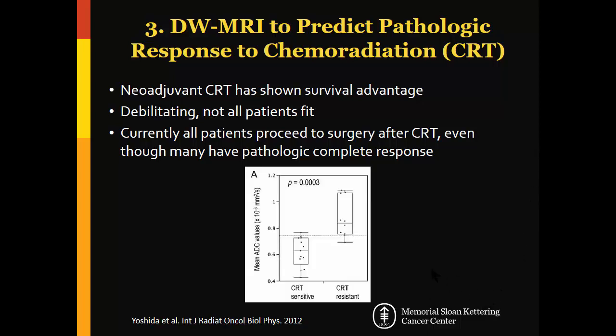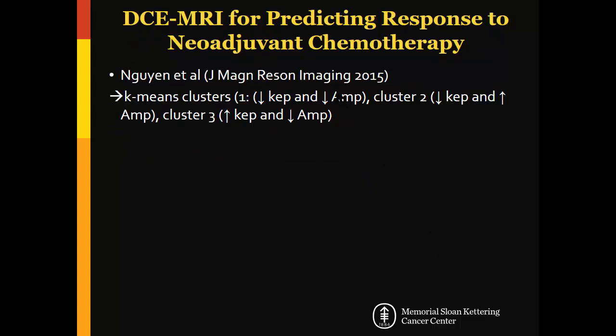So, encouraging results published to date. This is a 2012 paper here showing significant differences in mean ADC values between chemoradiation sensitive patients and chemoradiation resistant patients. Not a lot of overlap in the box and whisker plots, so maybe something that could be used moving forward. This one is also very interesting, published in JMRI last year.